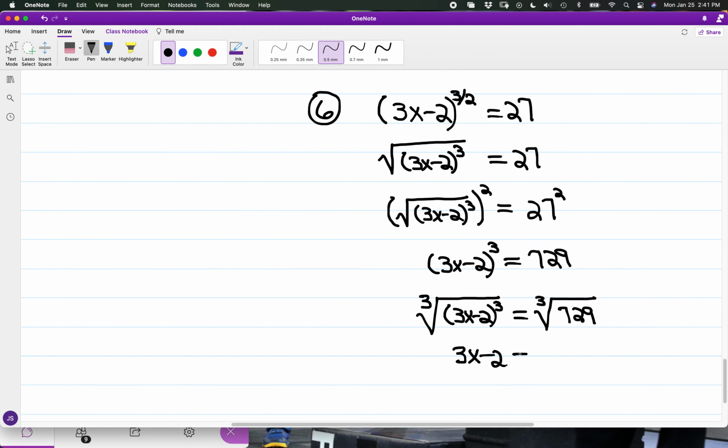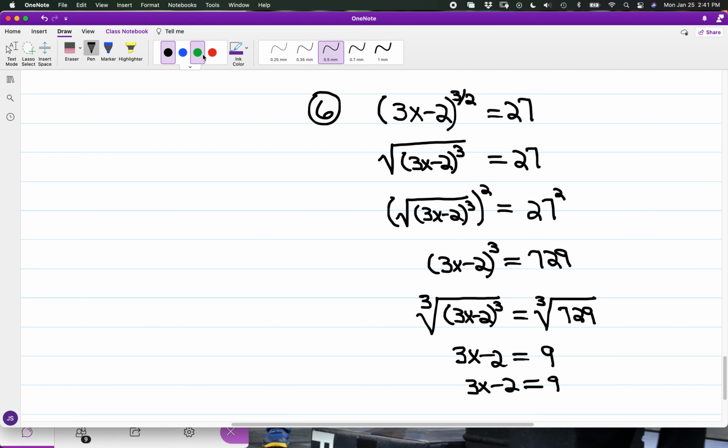And for the cubic root of 729, another one of the numbers that happens to be both a perfect square and a perfect cube. The number times itself that will give you 729, okay, that is going to be 9. And so 3x minus 2 is equal to 9.